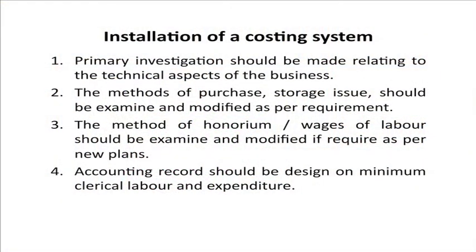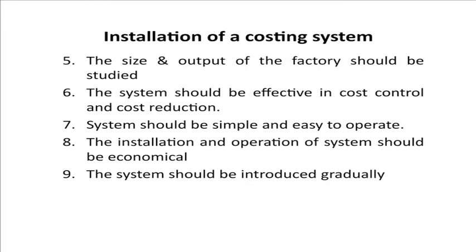Now, students, we will learn about the installation of a costing system. The steps involved are: primary investigation should be made relating to the technical aspect of the business. The methods of purchase, storage and issue should be examined and modified as per requirement. The method of honorarium or wages of labor should be examined and modified if required as per new plans. Accounting records should be designed on minimum clerical labor and expenditure. The size and output of the factory should be studied.